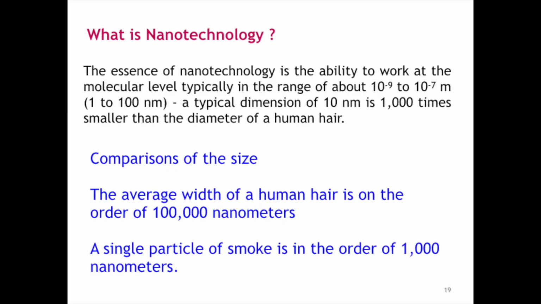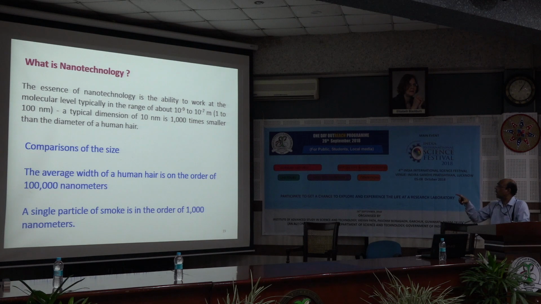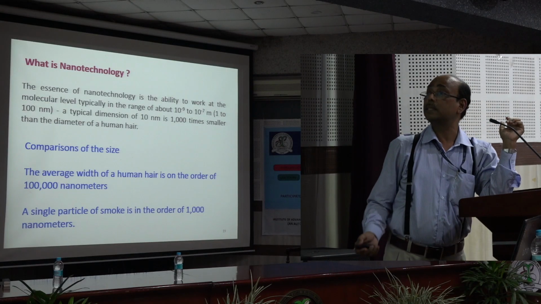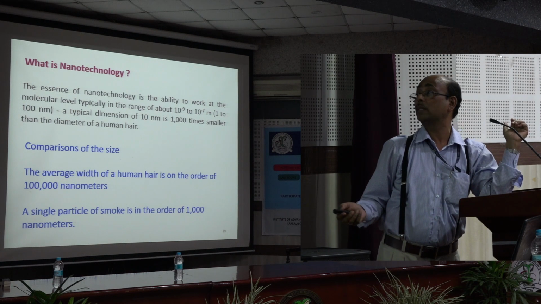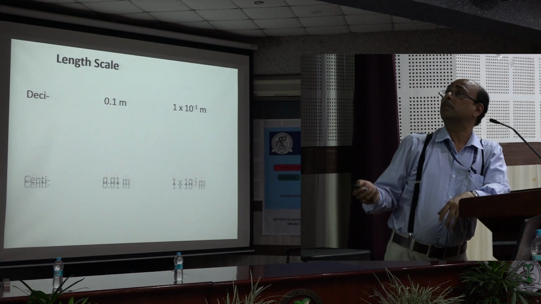If you compare the size, the average width of a human hair is on the order of 1 lakh nanometers. I do not have much hair, but those hairs are 1 lakh nanometers wide. And a simple smoke particle is on the order of 1,000 nanometers. This is a simple idea of the length scale.